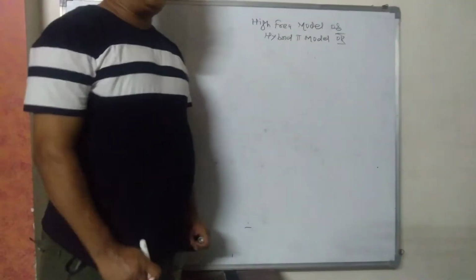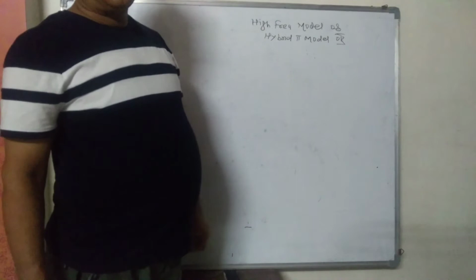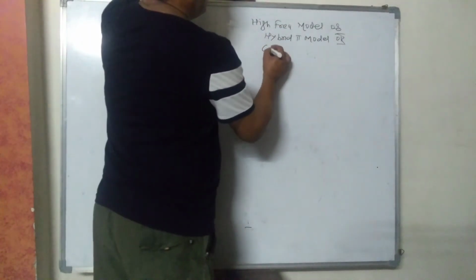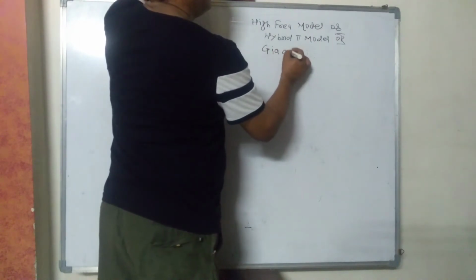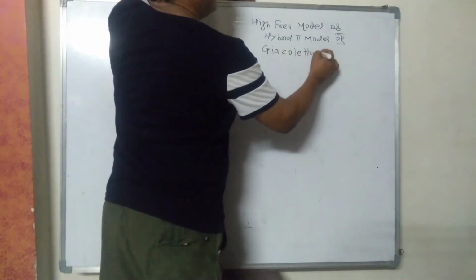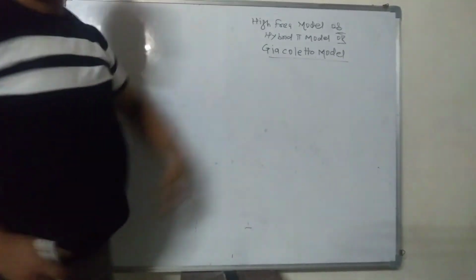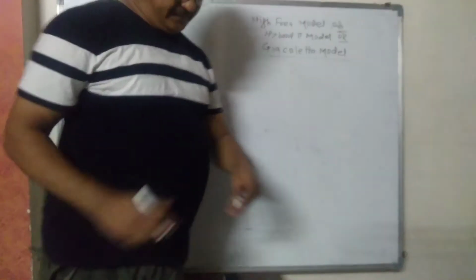Now, next article we will study the high frequency model of BJT. The high frequency model is also known as the hybrid pi model, or the Giacoletto model. A 6-mark question is asked: draw the model, and write the significance of each parameter in the model along with their typical values.